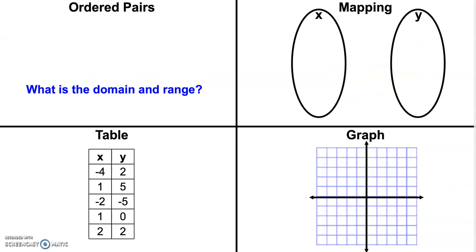So the next problem is on your own. I've given you the table of values. I would like you to write out the ordered pairs, write the mapping, and the graph. The graph can be a rough sketch, but make it at least readable where you could tell where those points would be if it was on graph paper.